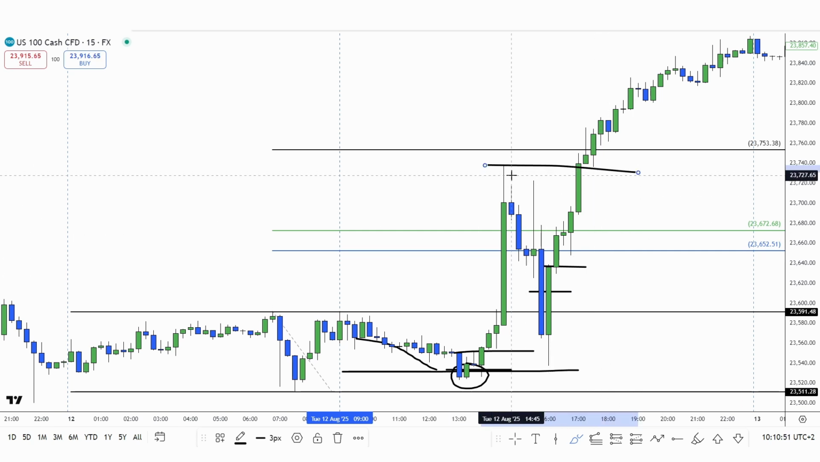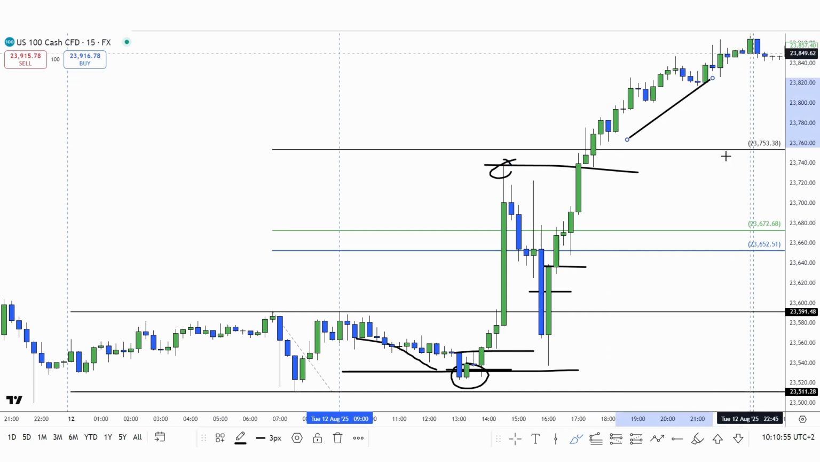And then we have this high here, which they took out again, and then price continued to go up towards the close of the day. So this is a straight away because there was no repricing, there was no manipulation in the market. Price just went straight up, and then they used the news to fuel that move.